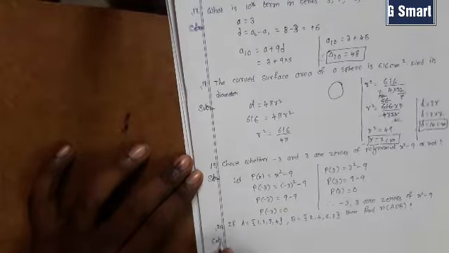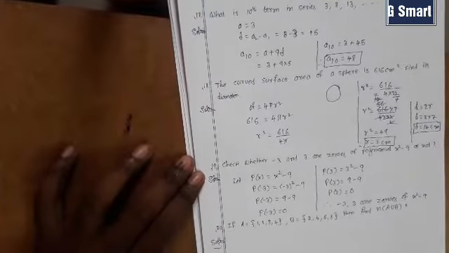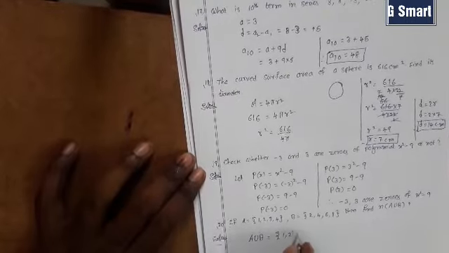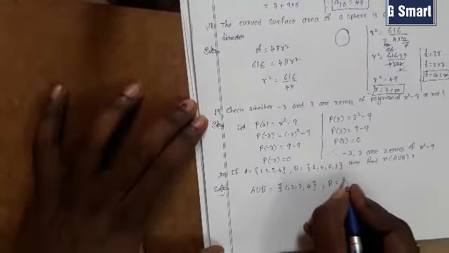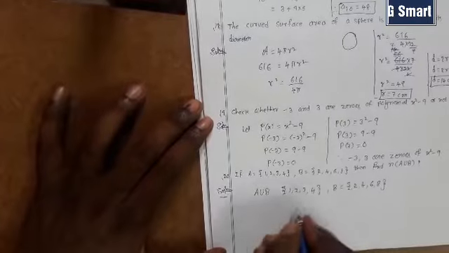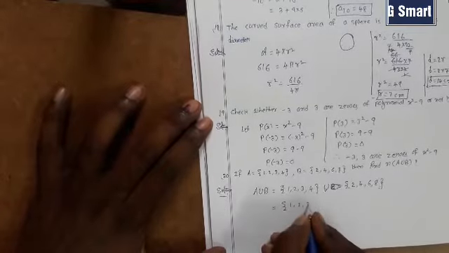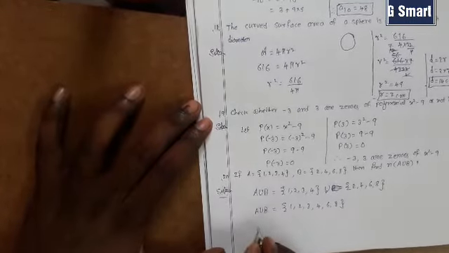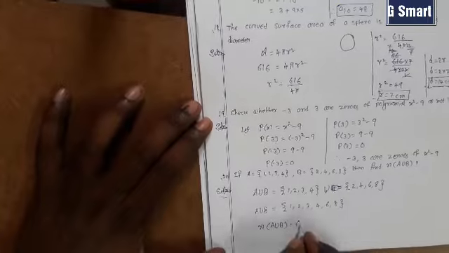Next, last problem, 28. If A and B are given, then find n of A union B. So A means 1, 2, 3, 4. And B is 2, 4, 6, 8. So here it is a union. Union means these two sets combined, so you have to write all the numbers: 1, 2, 3, 4, 6, 8. So this is A union B. We want the number of elements in A union B, that is n of A union B. So 1, 2, 3, 4, 5, 6. So n of A union B is equal to 6.